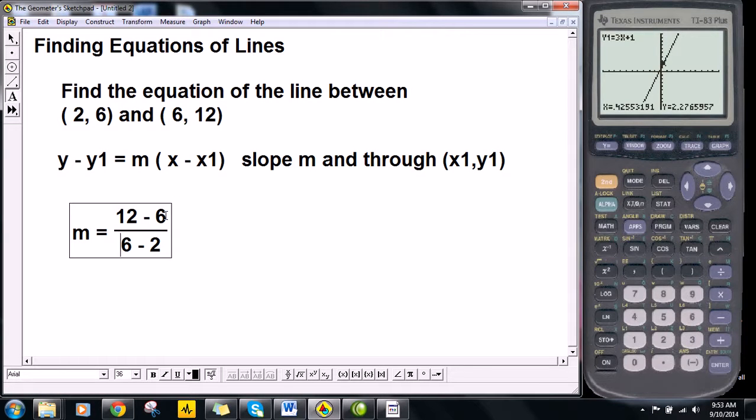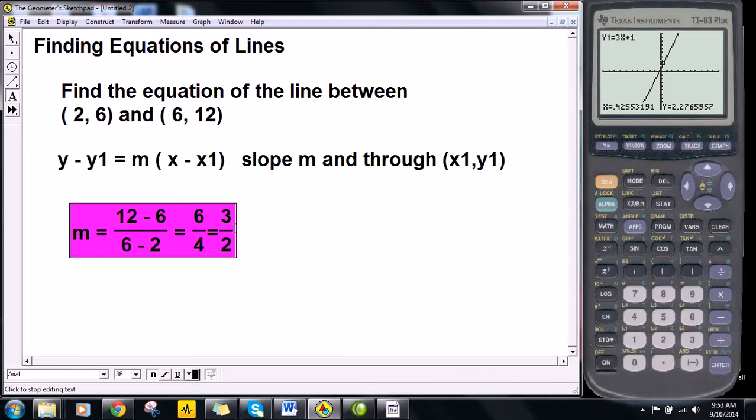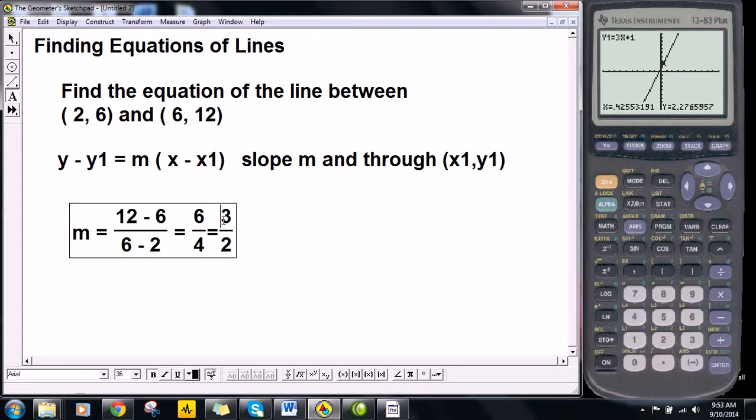And of course, these numbers are not too bad, so it ends up being 6 on top: 12 minus 6 is 6, and then 6 minus 2 is 4. All right, and I'll simplify that to 3/2. So what that means is this line, this magical line that I'm looking for, every 2 it moves over, it's going to go up 3. It's going to rise 3 for every 2 it runs from left to right. Or it's going to rise 3/2 for every 1 it moves over. Or it's going to rise 6 for every 4 it moves over.